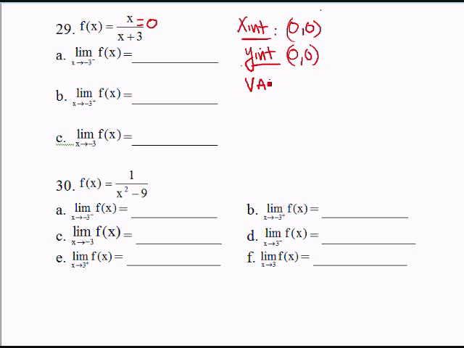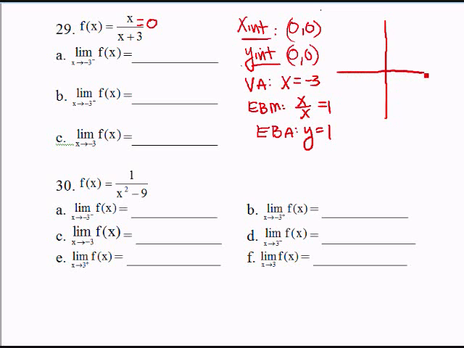Your vertical asymptote, you set the denominator equal to 0, which in this case is x equals negative 3. And your end behavior model is x over x, which is 1. So we're going to say our end behavior asymptote is y equals 1. So here's a rough sketch of our rational function. I don't have a lot of room here. My vertical asymptote is at negative 3, so I sketch negative 3. My horizontal asymptote, or end behavior asymptote, is at 1. And the only other point we have is this one right here at the origin.